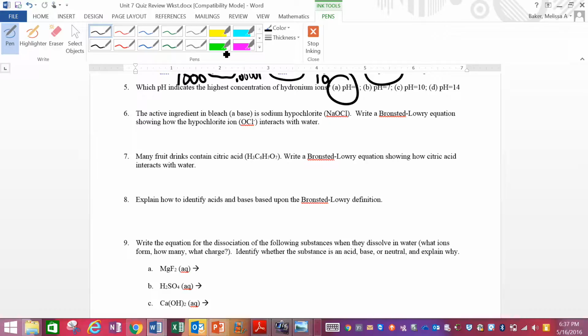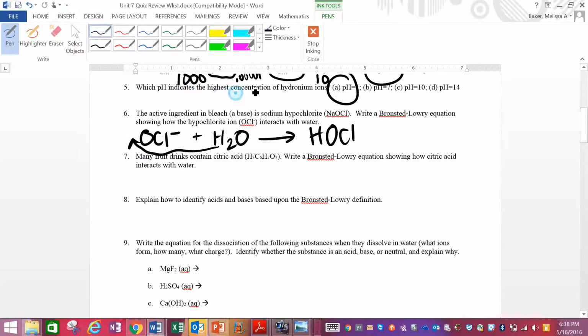The active ingredient in bleach is sodium hypochlorite. Show how the hypochlorite ion, so just the OCl- part, interacts with water. Well, it's acting as a base. That means it will accept a hydrogen. So this will now be HOCl, and it ripped a hydrogen off of the water molecule, so it's leaving that hydroxide in solution.